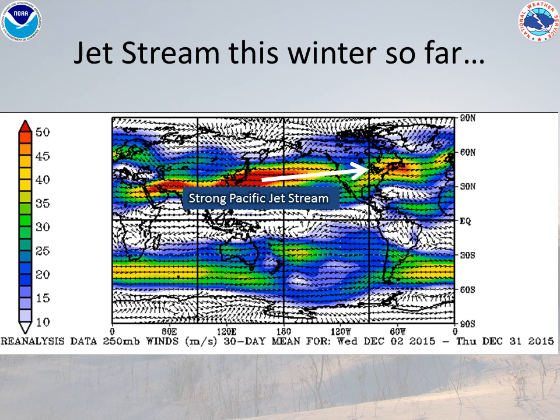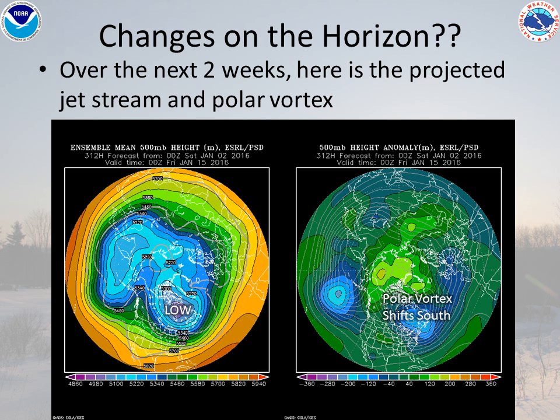And this week, the first full week of January, we've seen some changes on the horizon. Over the next 2 weeks, the polar vortex actually is projected to shift southward towards Hudson Bay, very similar to what we saw the last couple winters, although it may not be as cold, but certainly a lot colder than what we have seen. So you can see the polar vortex is projected by the middle of the month to shift southward. So that is a big change from what we've seen.